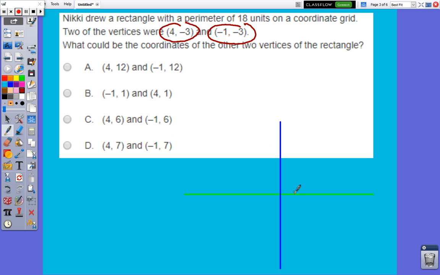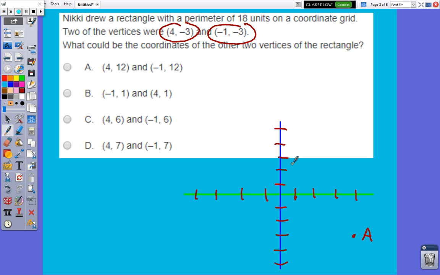So we have 4: 1, 2, 3, 4. We'll go -1, -2, -3, -4. We go 1, 2, 3, 4. Let's go 5, and -1, -2, -3, -4, -5. So let's plot (4, -3). 1, 2, 3, 4, and -3: 1, 2, 3. So let's plot that. I'll just call it A.